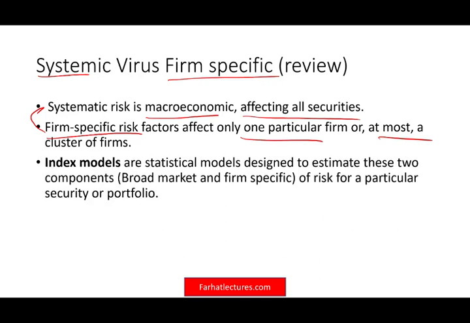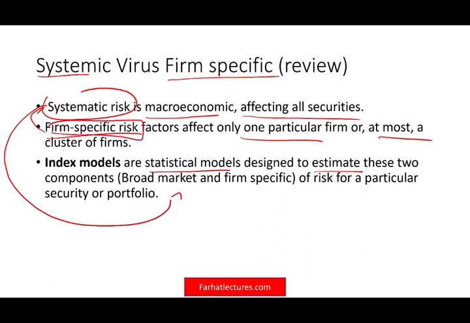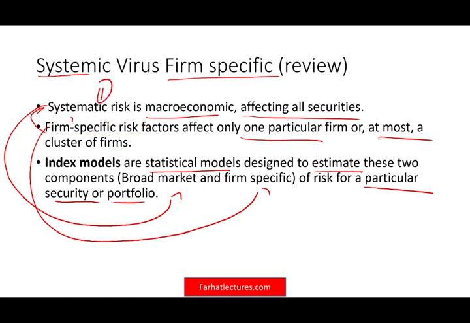Now, the index model that we're going to be working with today, what is that? It's basically a statistical model designed to estimate these two components. What are those two components? The systematic risk, which is the broad market risk, and the firm-specific risk as it relates to a particular security or portfolio. So we're going to look at this model as a way to study the relationship between a particular stock or portfolio and those two risks, systematic risk and firm-specific risk.